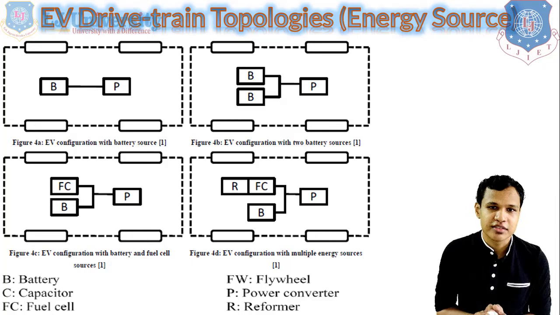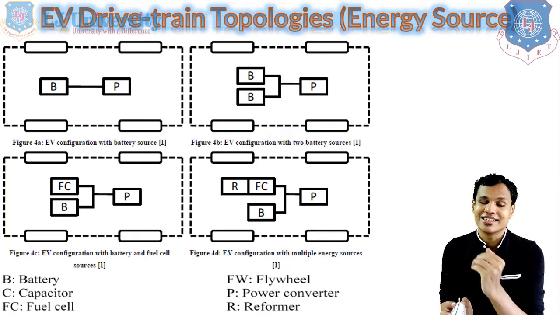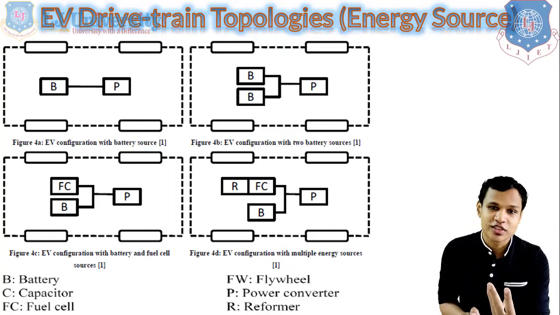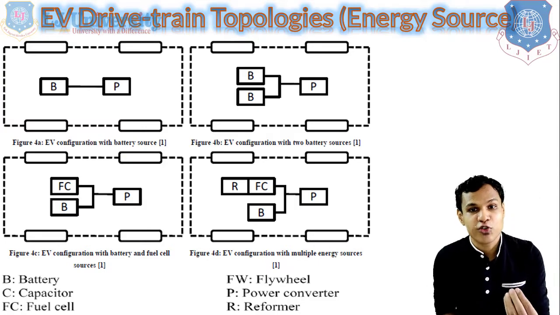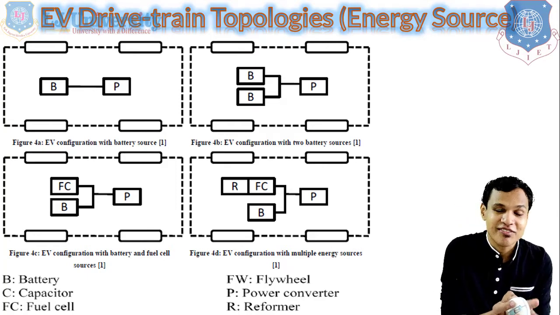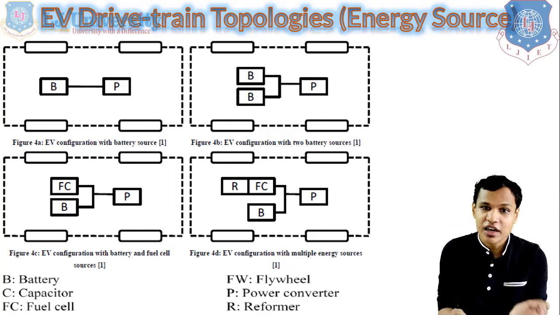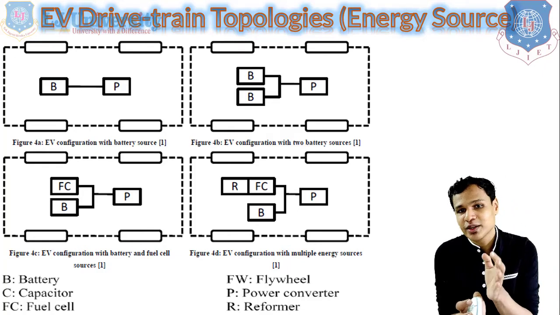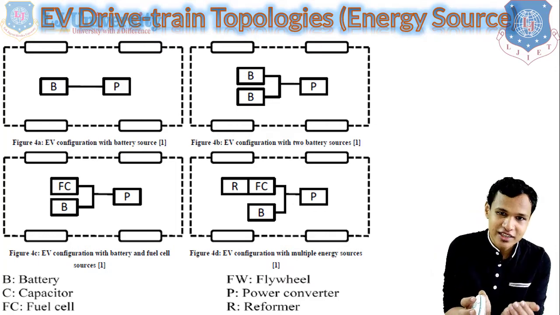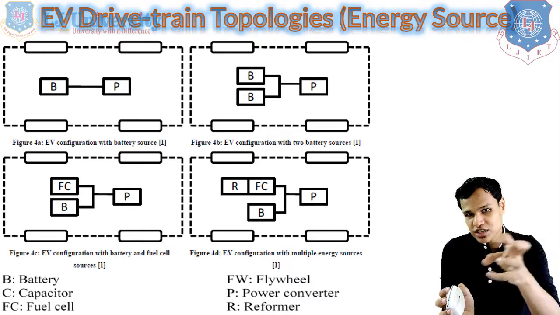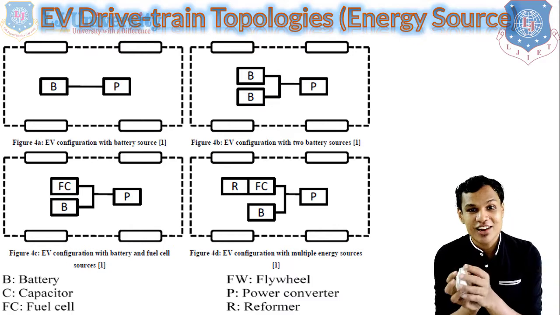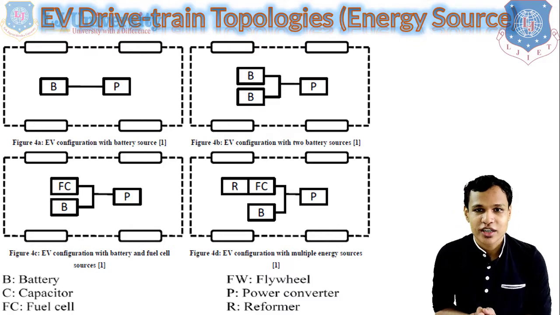The fourth configuration is the configuration with multiple energy sources. You can see the battery and fuel cell, but with the fuel cell, one reformer is connected. That reformer can be used to charge the battery with the help of the fuel cell as well. In the earlier configuration, the fuel cell can only transmit power in one direction, but if it is not being used, then the fuel cell can transmit the power of the hydrogen. That hydrogen generates electrical power, and that electrical power can also be transmitted to our battery for charging. So these were the 4 classifications.